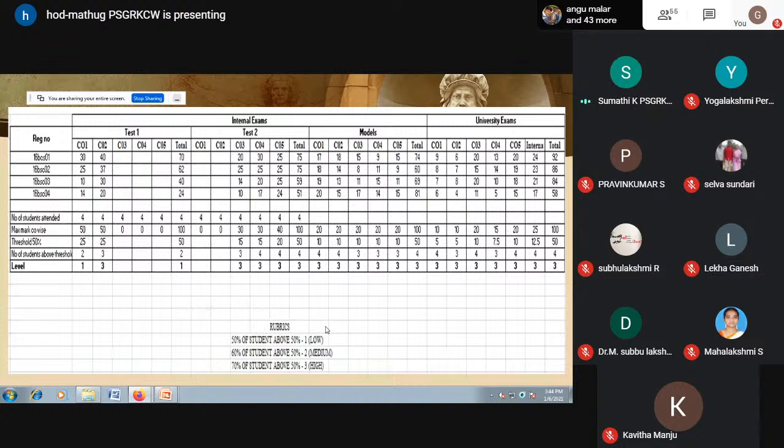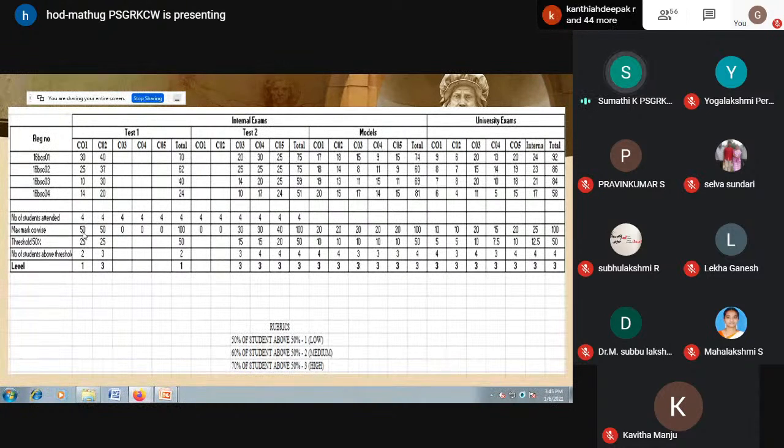So here I have given a rubric. If 50% of the students have scored above 50%, then I will award only 1 mark. It is a low level of achievement. If 60% of the students have scored above 50%, then I will award 2 marks. It is medium. If 70% of the students have scored above 50%, then we will give them 3 marks.